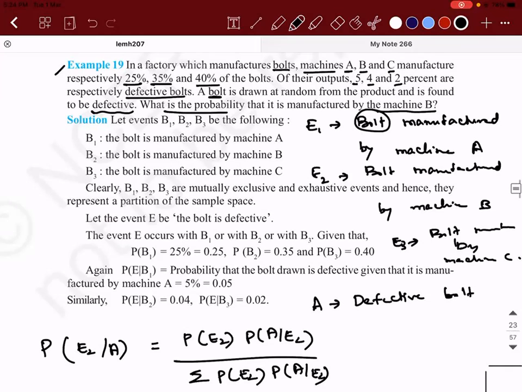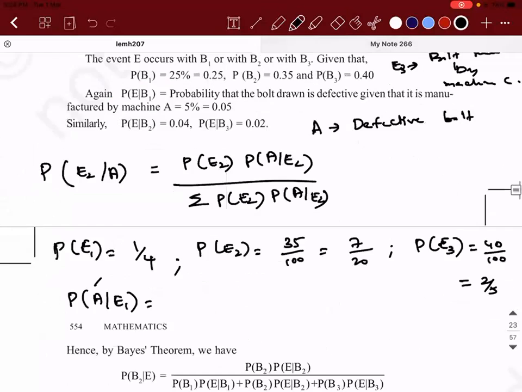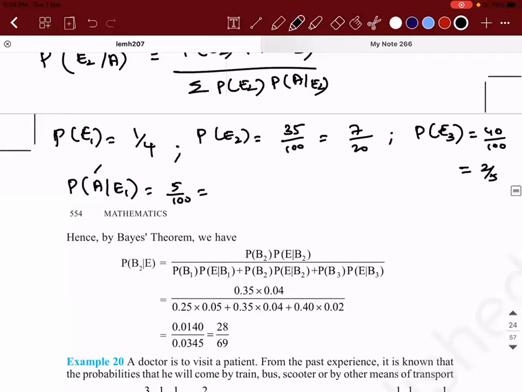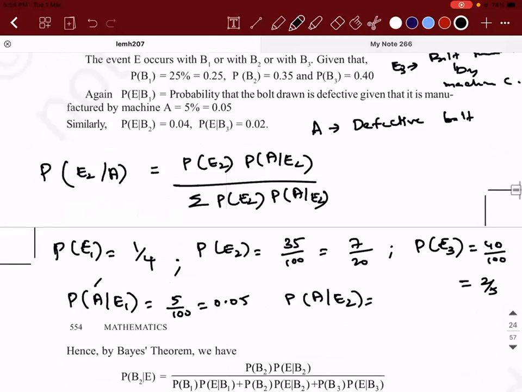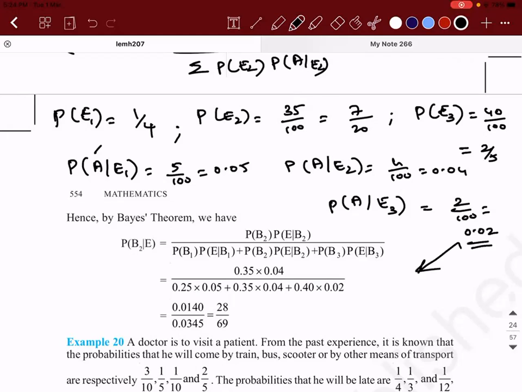Five by 100. Right? So it is 5%. 5 by 100, which is 0.05. What is the probability of A given E2? 4%. That is 0.04. What is the probability of getting 2 defective bulbs by 100? From 2 by 100, which is 0.02. Right? Take all the values and substitute it here. That will give you the answer.